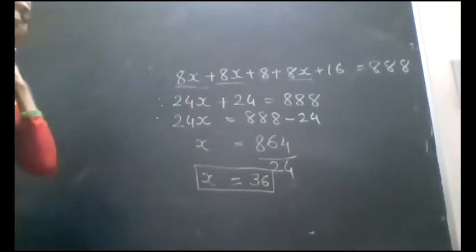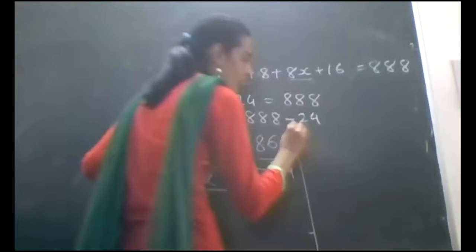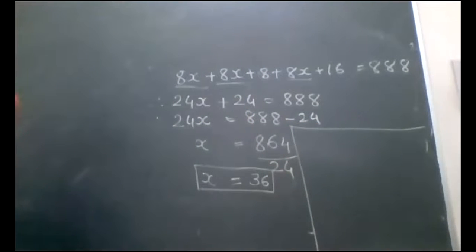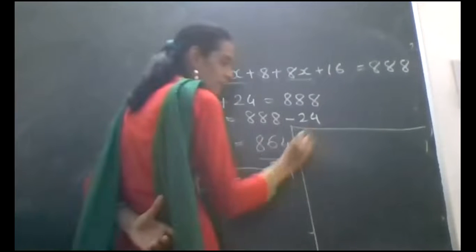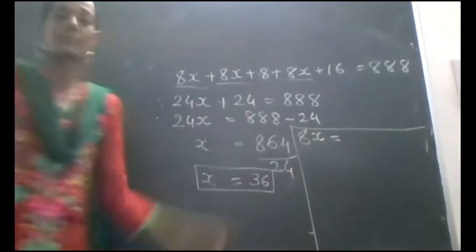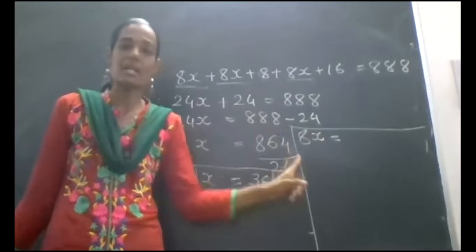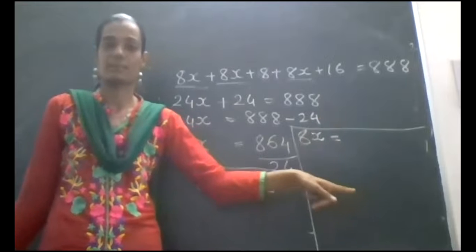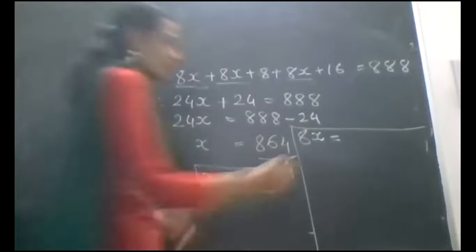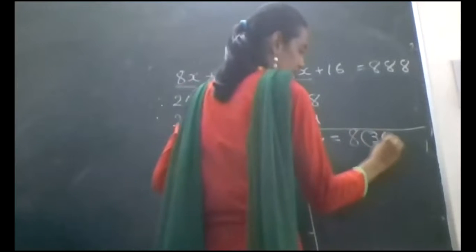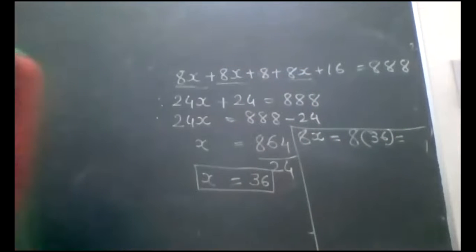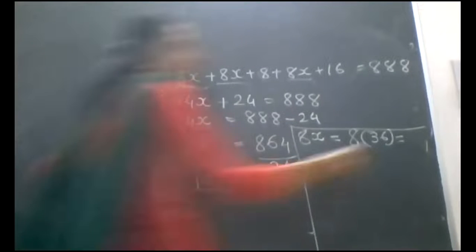36. Then what do you have to write now? First number, first consecutive multiple of 8. What is that? 8x only? Yes, ma'am. In the beginning you have to write: first consecutive multiple of 8 is equal to 8x, is equal to 8 into 36. What will you get? Ma'am, 288. So you will get 288.